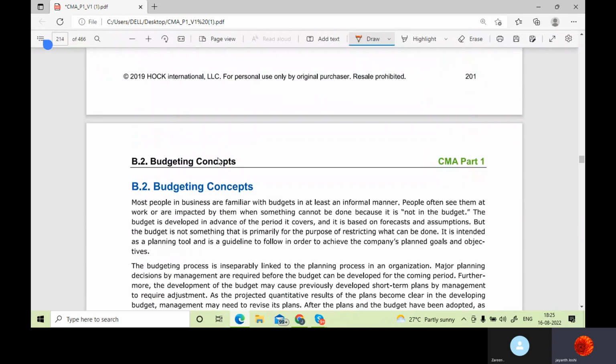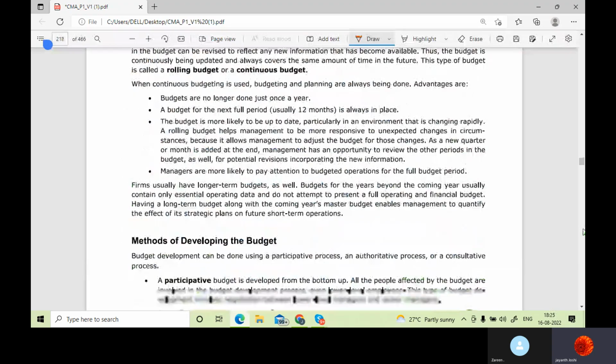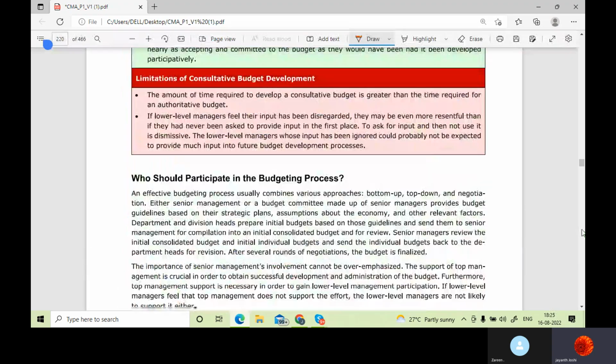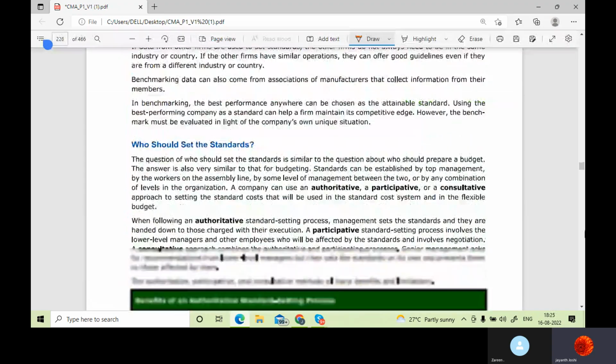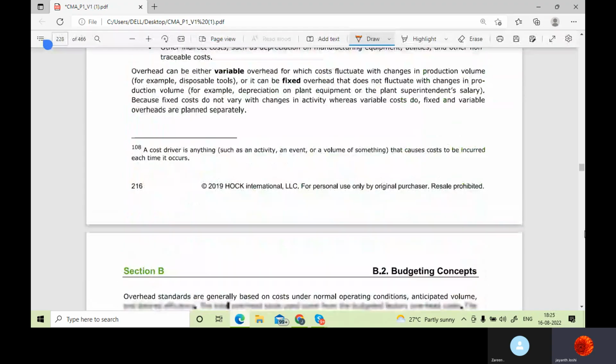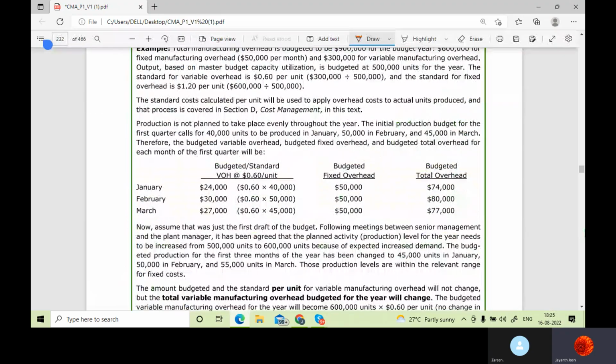So we will do budgeting concepts tomorrow. We'll start from here. Just a second. This one I'll wind up by tomorrow. This chapter we can wind up tomorrow itself. Then we can target the next chapter.